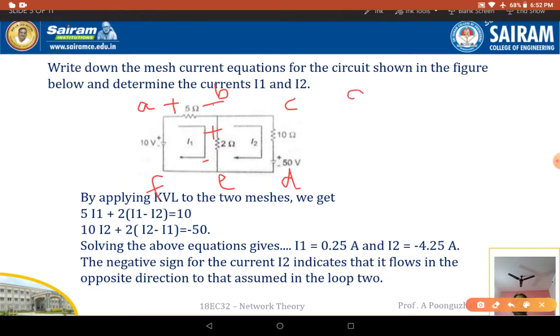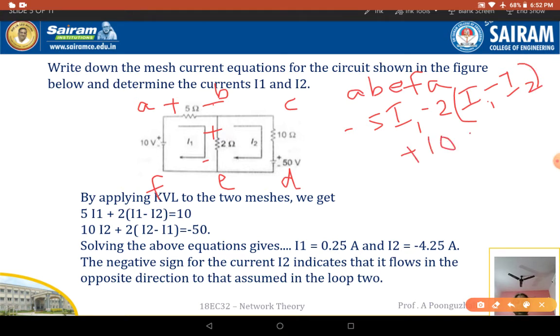So it is going to be A, B, E, F and A. This is going to be the first loop. When I take the first loop, it is going to be minus 5I1 minus 2 into, since two currents are going to flow across this 2 ohm resistor, that is nothing but minus I1 minus I2. So minus 2 plus, it is going to be plus 10 is equal to 0. That is the first equation there.